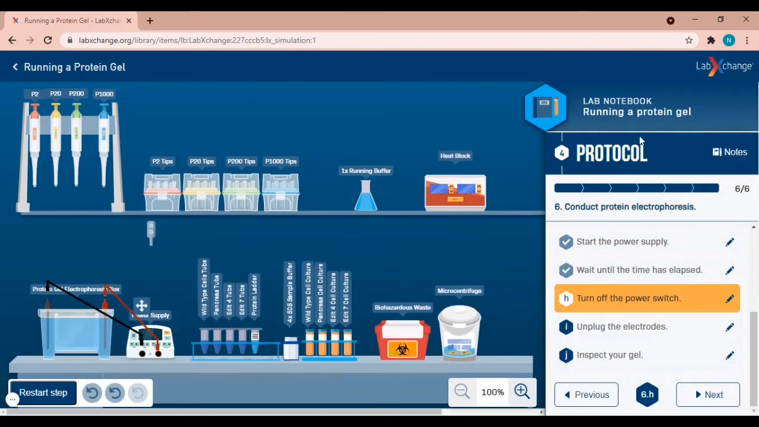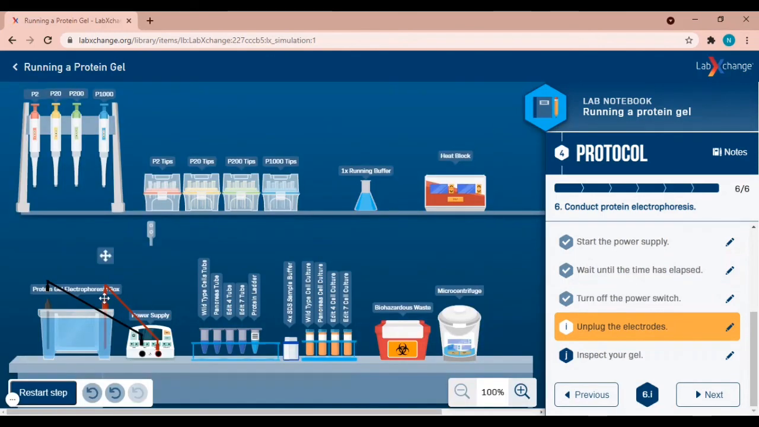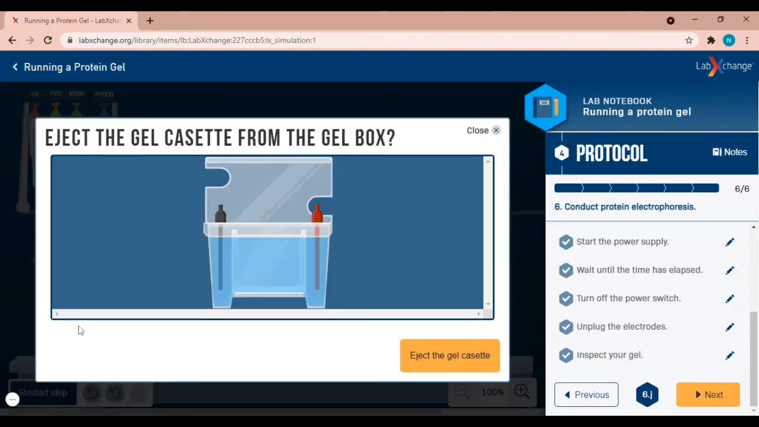Okay, turn off the power switch. Unplug the electrodes. And lastly, inspect the gel. Eject the gel cassette. Alright, that's all. Thank you.